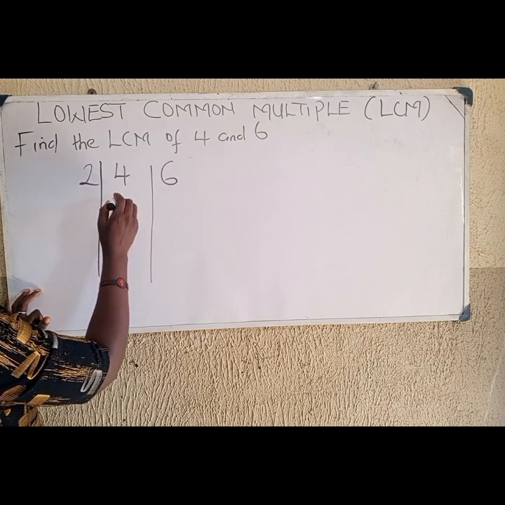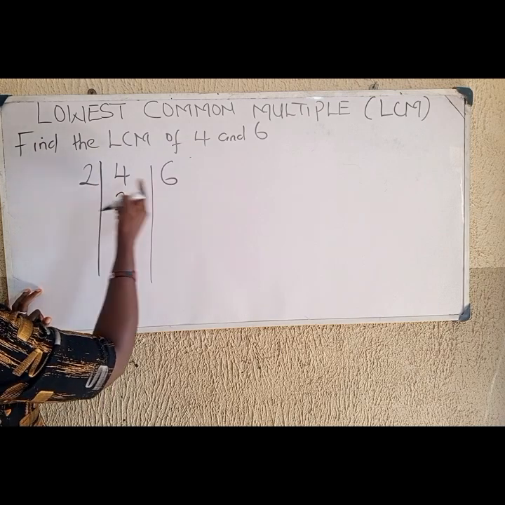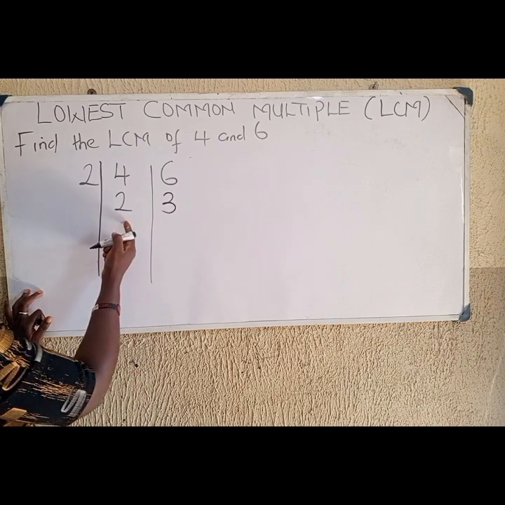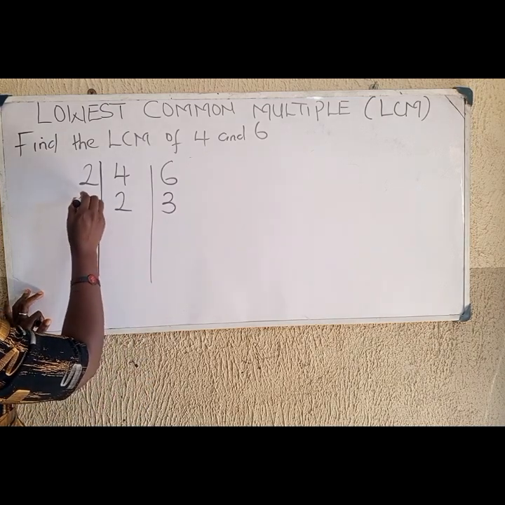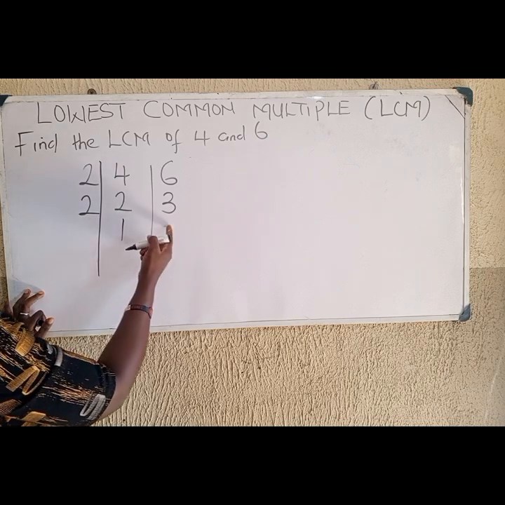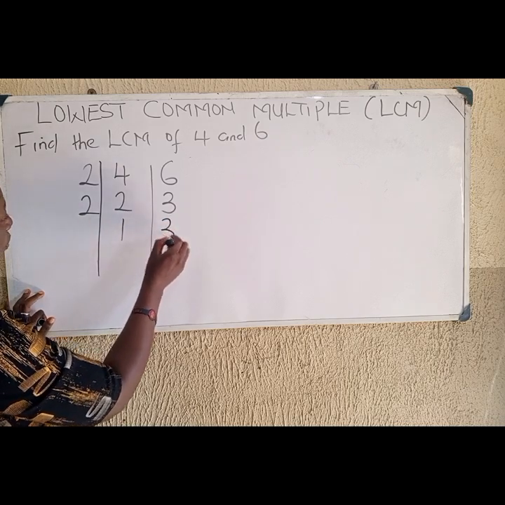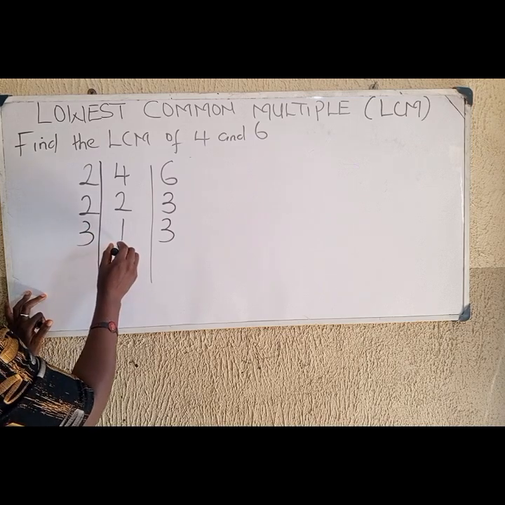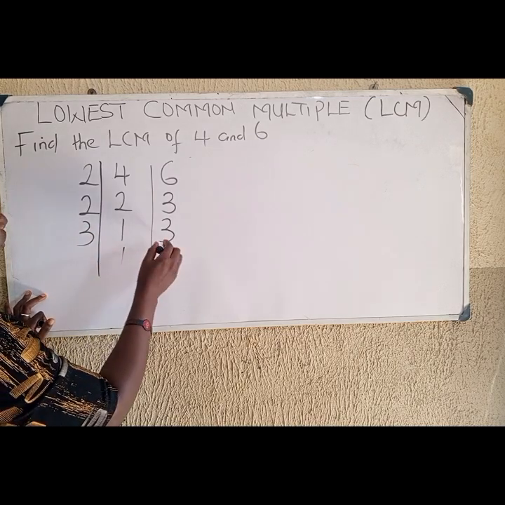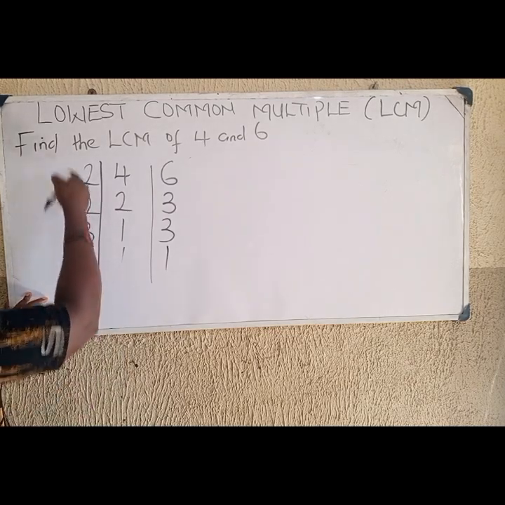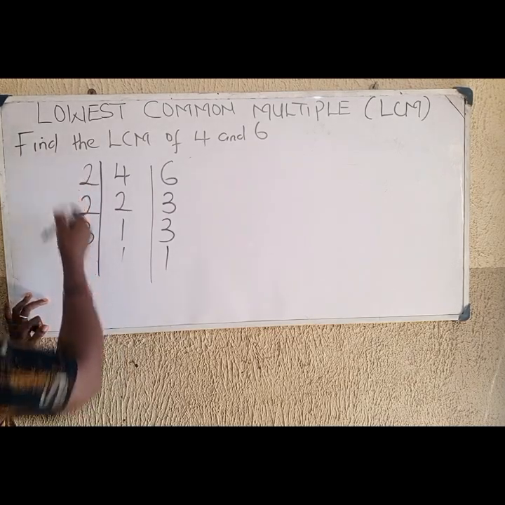2 goes into 4 will be 2. 2 into 6 will be 3. Now since we still have an even number, we use 2 again. 2 into 2, 1. 2 into 3, it cannot, we drop it down. Now we use 3. 3 into 3 is 1. Now we are going to multiply all these numbers.